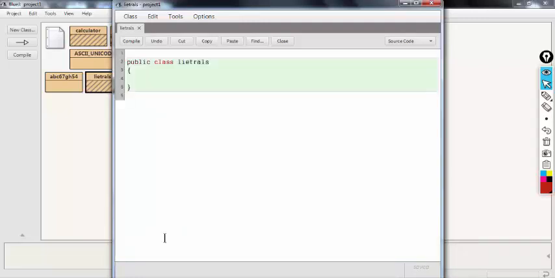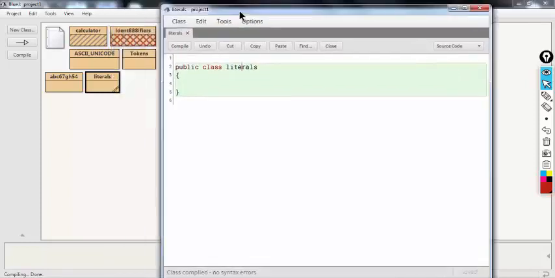so we have got our class here and the spelling of literals is wrong. So I have corrected it, but even if it was wrong, it would have still compiled, because last time we discussed identifiers, and identifiers can be any name of your choice.